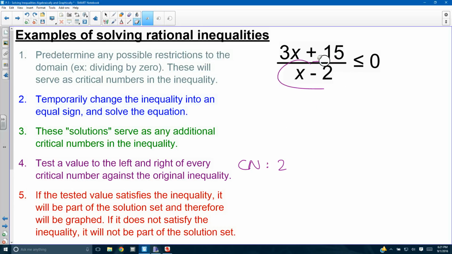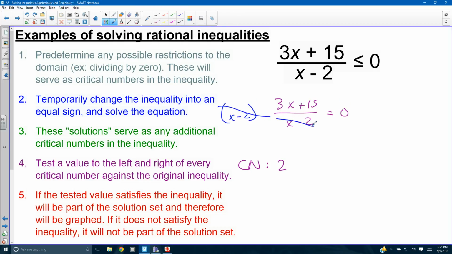Multiply both sides by x minus 2. Hang on, let me set this equal to 0. 3x plus 15 over x minus 2 equals 0. If you multiply both sides by x minus 2, well, it goes away here. That's why it's important to get the domain restriction first. You multiply 0 by x minus 2, you're going to get 0. It's still 0. So you have 3x plus 15 equals 0. 3x equals negative 15, so x equals negative 5. This is another critical number.